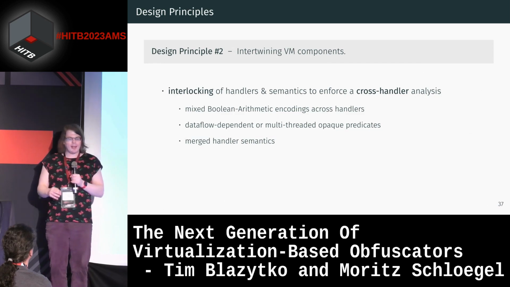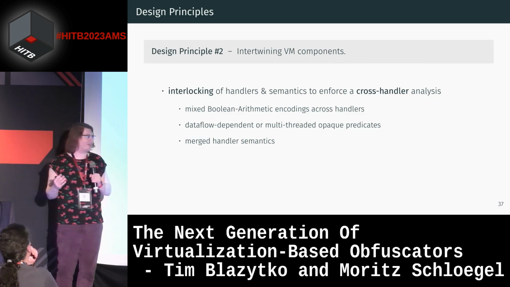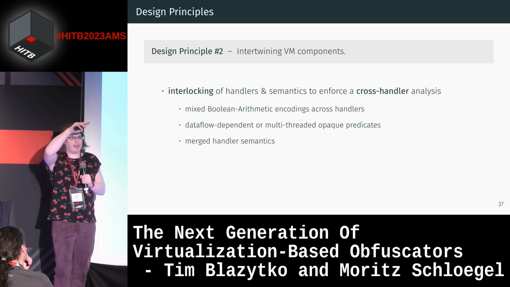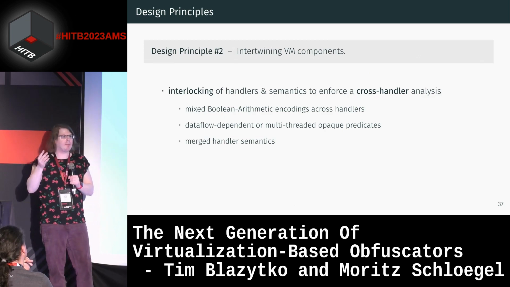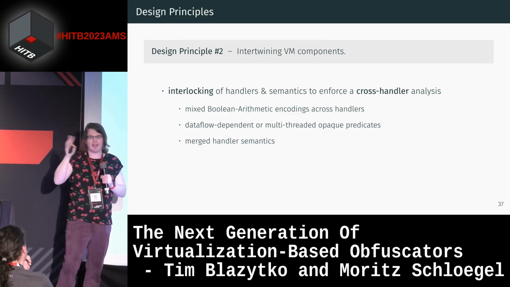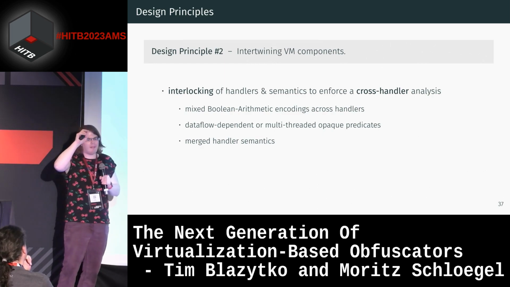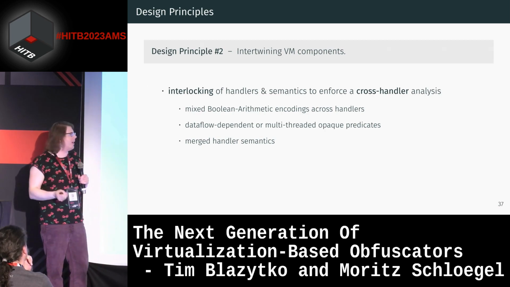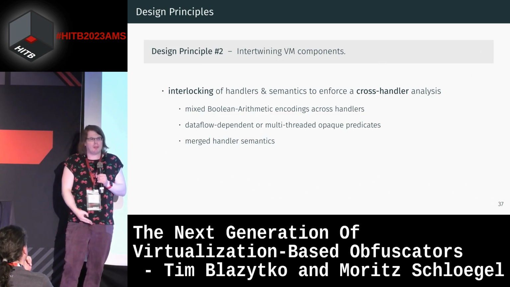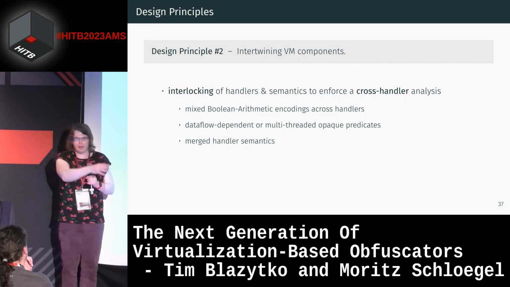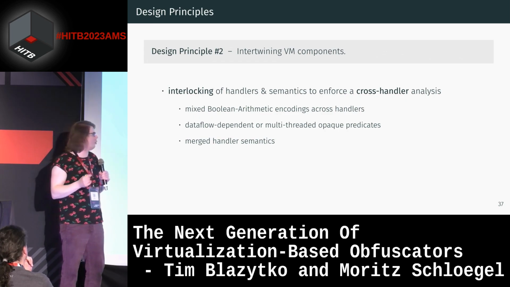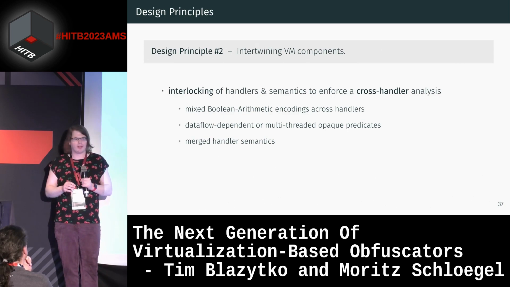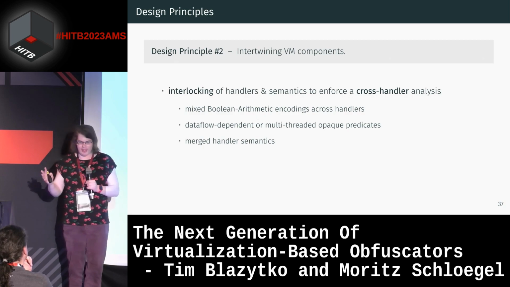Same goes for data flow dependent or multi-threaded opaque predicates. If you know that one thread starts before another thread, this one thread could change some global data for the other thread and so on. While this looks like a valid branch, from an attacker perspective you know that this will never be the case at this point. So basically forcing the analyst to look at the control flow on a larger scale, or to also expand towards multi-threaded analysis.